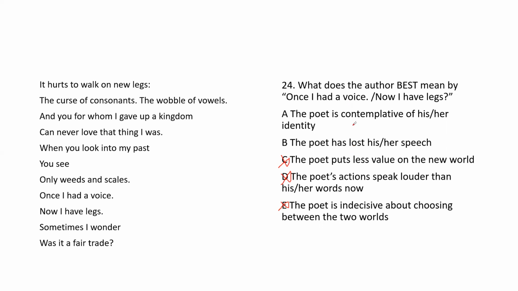Option A, the poet is contemplative of his or her identity. Now, if you understand this, option A is the best answer because the author is concerned about his identity when he talks about this. Once I had voice, now I have legs. So he's comparing his past and present. He's talking about his identity. So the best available answer is option A. Let's move to next question.